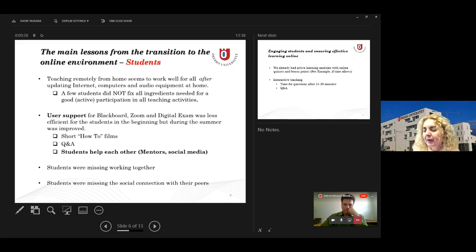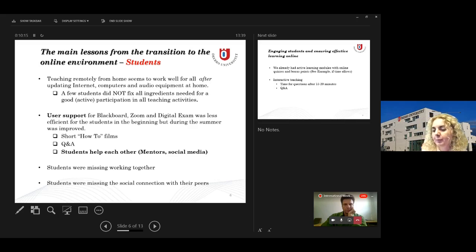We learn very fast. Another less positive element was that the user support was almost totally moved in the beginning to the student center, and students didn't get enough support related to Blackboard, Zoom, and digital exams. However, this was fixed during the summer, and now we have short films that show students how to get connected and how to fix problems. We also developed a bank of questions and answers, which students can use as the first help. And most important, during the summer we worked out together with the student union a pool of mentors, students who are helping students.